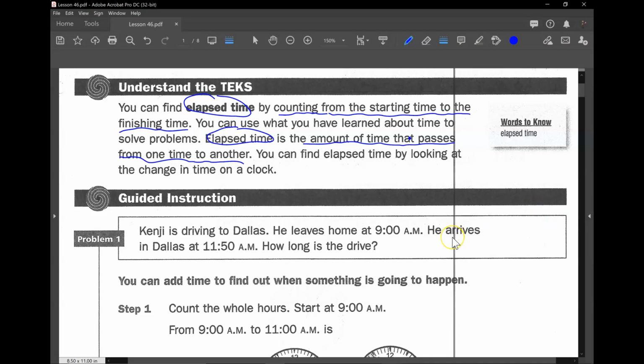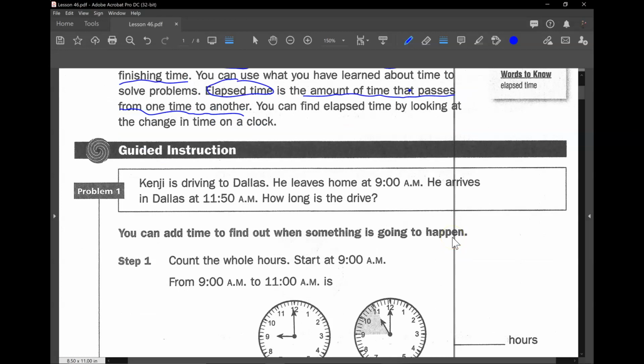So, problem 1. Kenji is driving to Dallas. He leaves home at 9 a.m. He arrives in Dallas at 11:50 a.m. How long is the drive? We do have a little word problem here. I'm not going to go through each step of Scooby. I'm just going to show you what Scooby should look like. So, how long? Leaves home at 9 a.m. and arrives at 11:50 a.m.